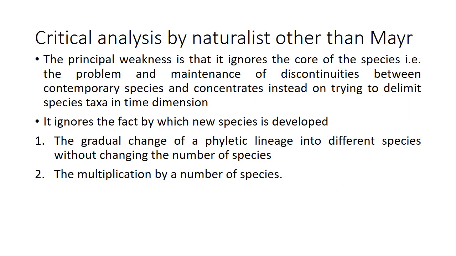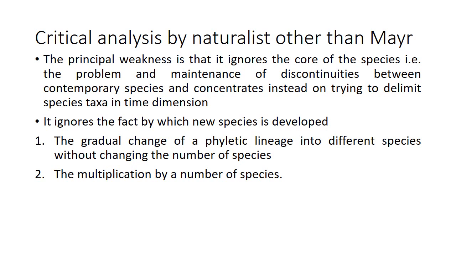The principal weakness is that it ignores the core of the species problem, the maintenance of the discontinuities between contemporary species, and concentrates instead on trying to delimit species taxa in the time dimension. Generally, we delimit species on the basis of reproductive criteria or on the basis of variation. So previously we had two major species concepts, the typological species concept and the biological species concept.